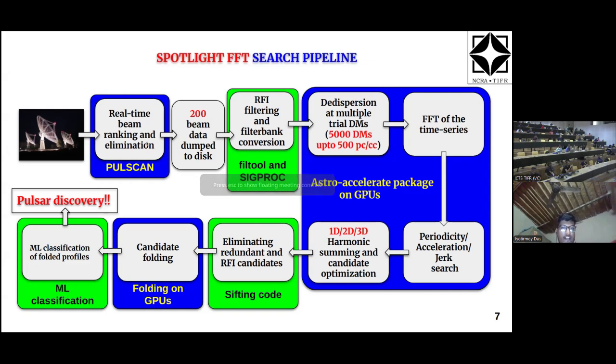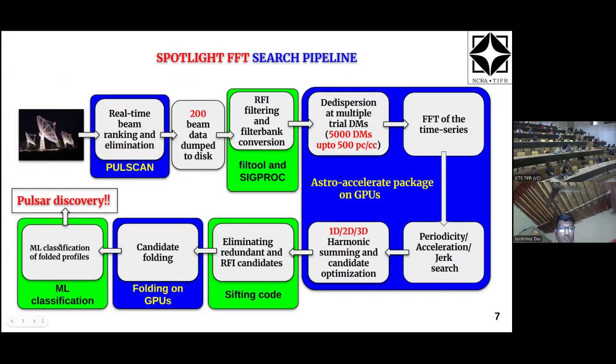And then after ranking the beams, the most probable 200 beams will be dumped to disk. However, the FRB search will go on in real time. And then we have RFI filtering and then filterbank conversion. Then we will do the search in the AstroAccelerate package on GPUs. Then we will have elimination of the redundant candidates. And after that, we expect to do folding on GPUs because folding is the time-consuming part. And then there will be machine learning classification.